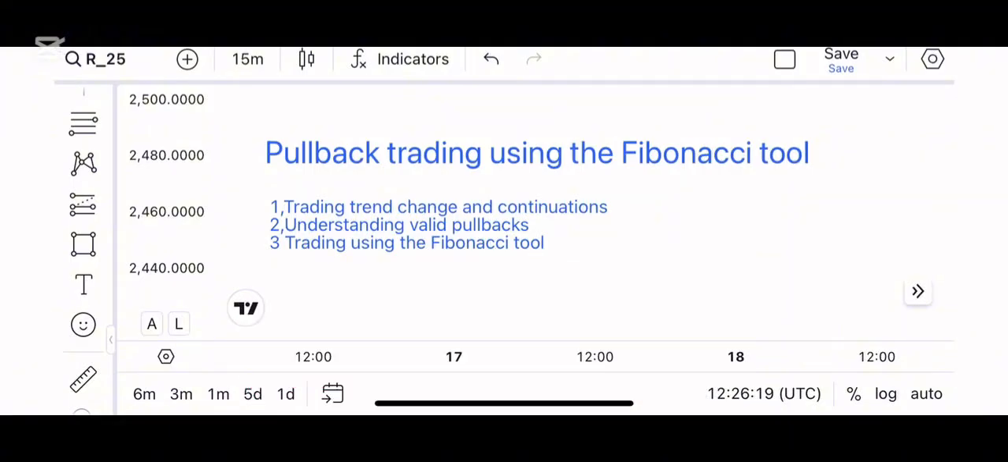Listen, when you open the chart, what do you do? Once you open the chart, what do you do? Listen, I'm going to simplify this for you. At the end of this video, you'll be able to go to your chart and take trades right now and make profit.